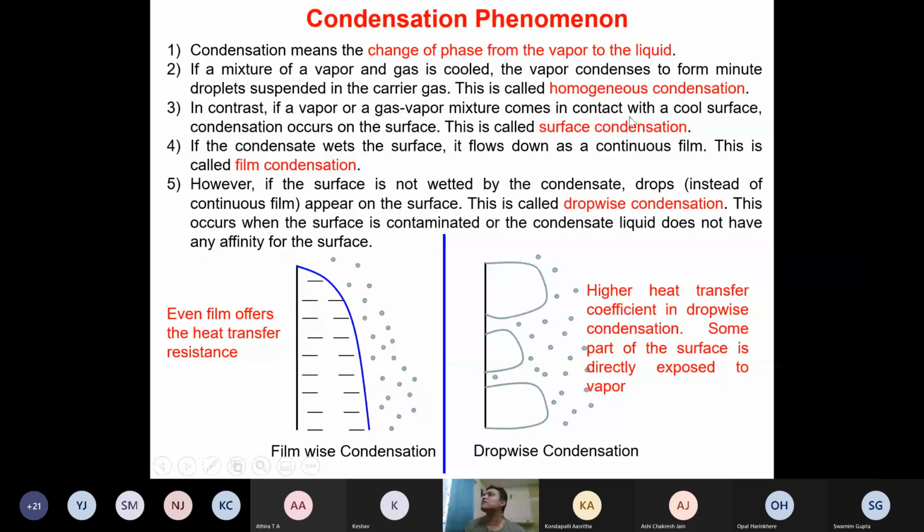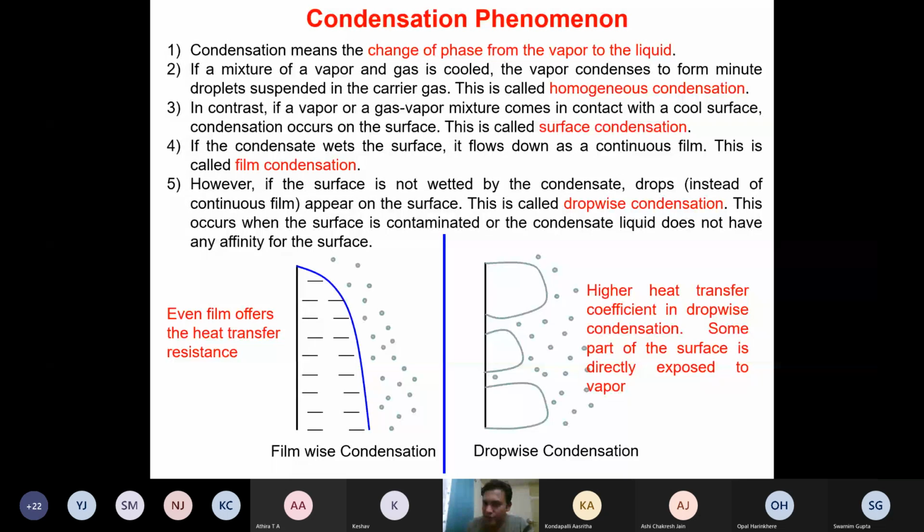Again, in most practical applications you will see surface condensation. In surface condensation, if the surface is wetted by the liquid, then a continuous film forms, and this type of condensation is referred to as film condensation. Here this word "wets" is very important. When the condensate wets the surface, it flows down as a continuous film as shown here.